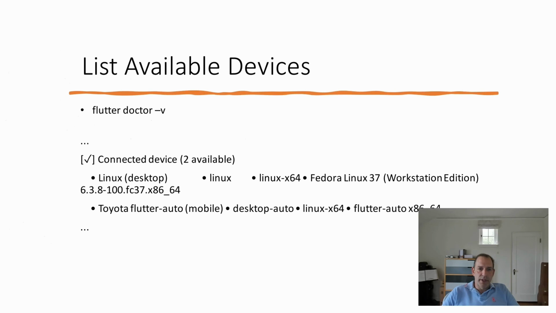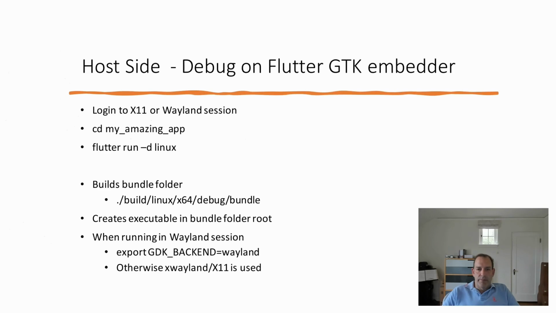As we saw in the prior slide, this second column with the bullets, there's linux, and the one below that is desktop-auto. So that's the device name. And what this does, it builds a bundle folder, and it creates an executable in the bundle folder root. When running in a Wayland session, if you don't want it to default to x11/xwayland, you need to export the GDK_BACKEND environment variable to equal wayland prior to running.